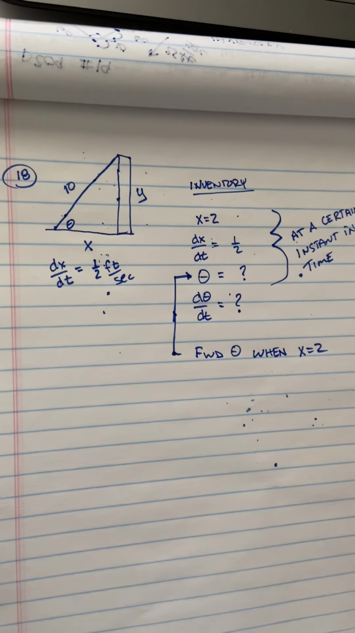Hey everybody, I've had a couple questions about number 18 on page 209. A 10-foot plank is leaning up against the wall. At a certain instant, the bottom of the plank is 2 feet from the wall and being pushed towards the wall at a rate of 6 inches per second. How fast is the acute angle that the plank makes with the ground increasing?